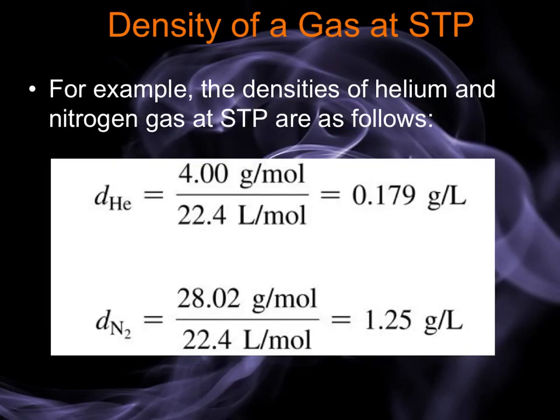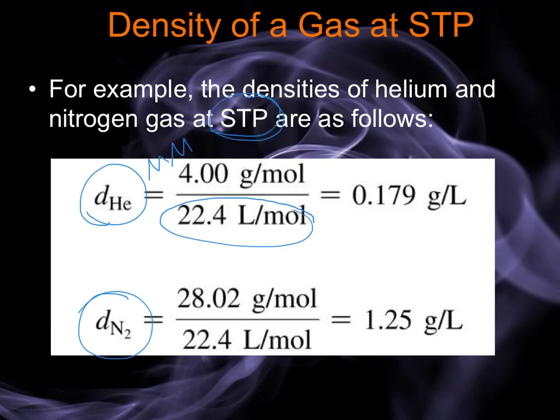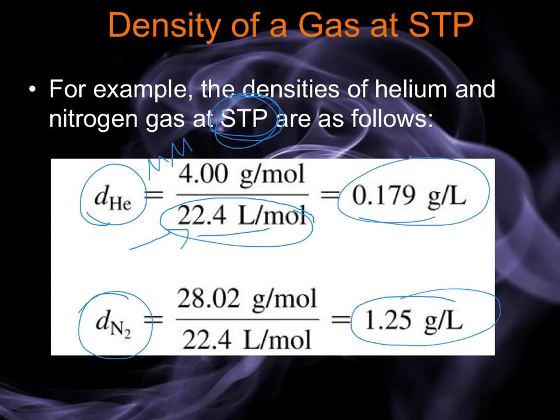So here's an example. Here's the density of helium gas and the density of nitrogen gas. Helium has a molar mass of 4 grams per mole. Just get that from the periodic table. If we're under standard conditions, which this problem told us we are, the molar volume of any gas is 22.4 liters, and therefore the density of helium gas is 0.179 grams per liter. And here's the density of nitrogen, calculated a similar way. Notice nitrogen is one of the diatomic gases. That's why its molar mass is 28 and not 14.